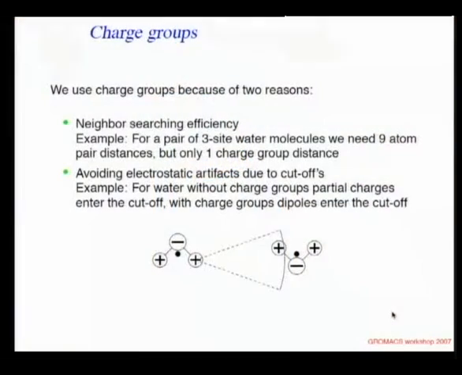The other reason is that we avoid electrostatic artifacts due to cutoffs. If I have a cutoff, for instance this positively charged hydrogen would have this cutoff distance, and it would see a positively charged hydrogen here, and the water molecules would repel each other. But actually you can see that you have two dipoles here which are oppositely aligned, so they should attract each other. If you make a neighbor list and only put whole water molecules in it, these two water molecules would see each other as dipoles, which reduces the artifacts.